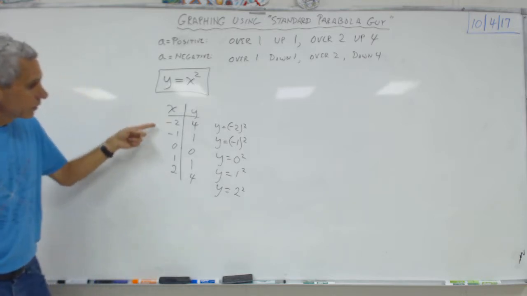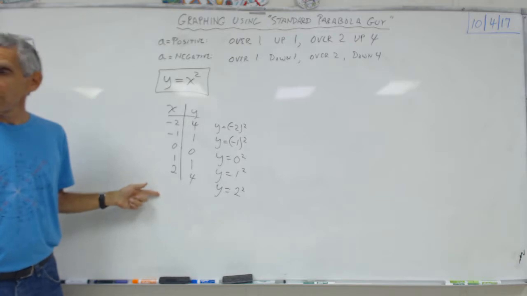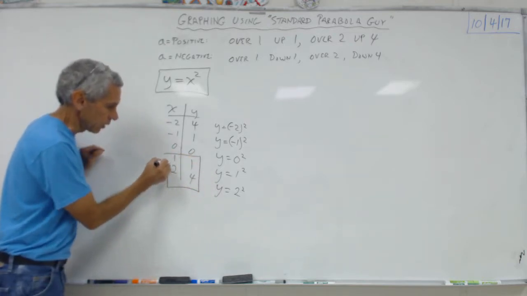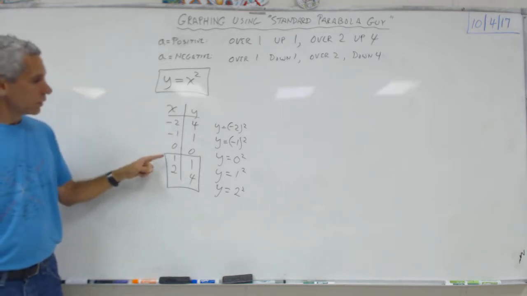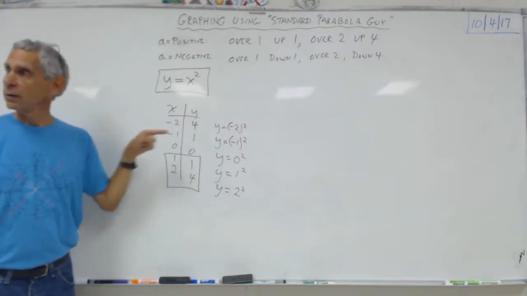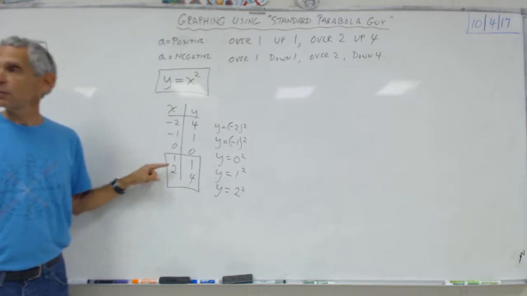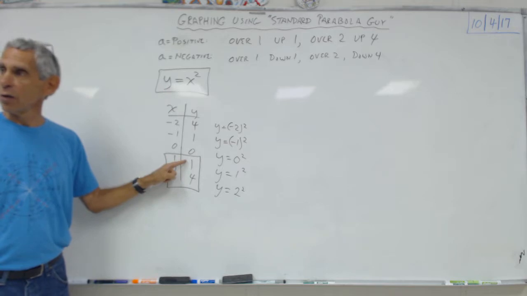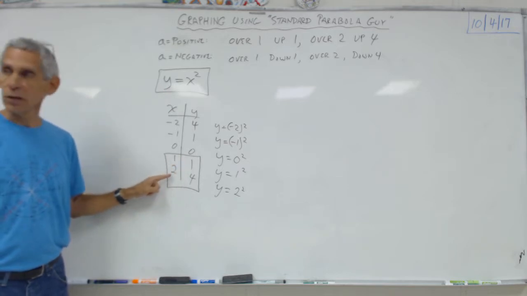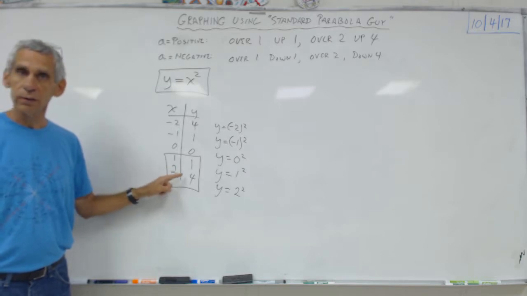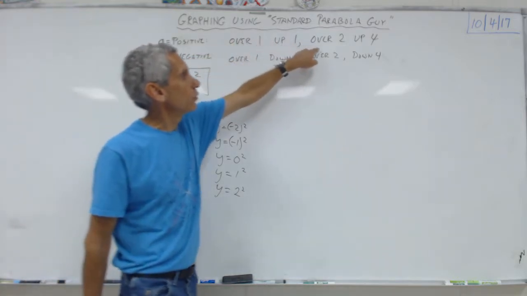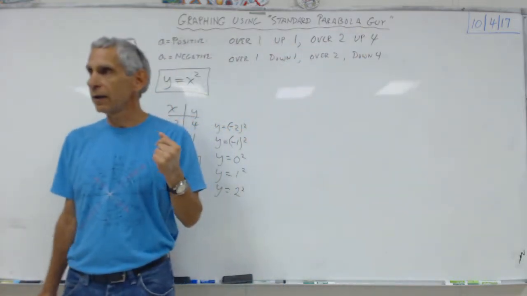But this is standard parabola guide. This is the part I want you to memorize. X means left and right. So from a spot on the graph, I am going to go over 1 and up 1. And then I'm going to go back to the original point that I started from, and I'm going to go over 2 and up 4. Over 1, up 1, over 2, up 4. That's what you memorize.